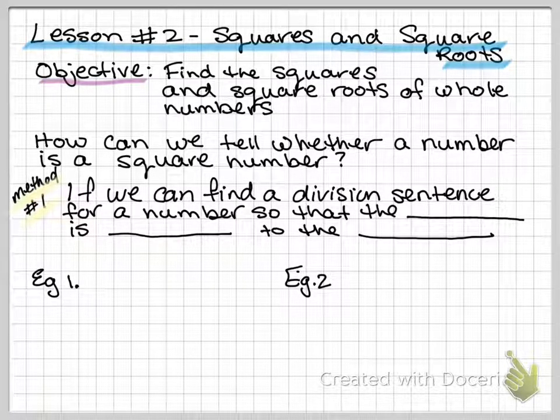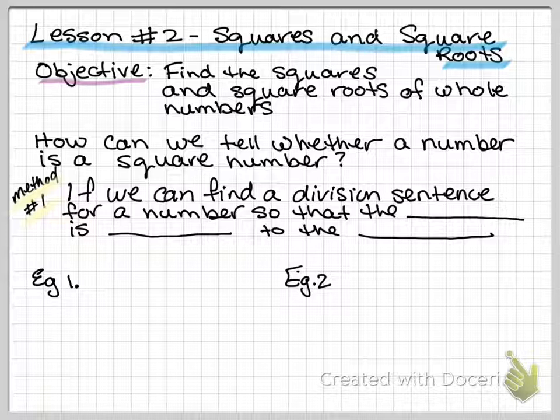Welcome to our next lesson, where this lesson is on squares and square roots. In this lesson, we're going to work on how to find the squares and square roots of whole numbers. The first question we have to think about is how can we tell whether a number is a square number? We encounter questions that ask us to list the square numbers or to just find a square number.